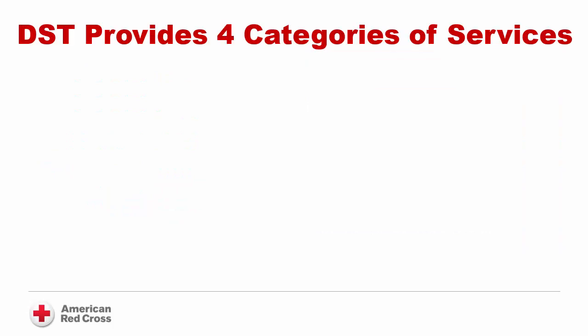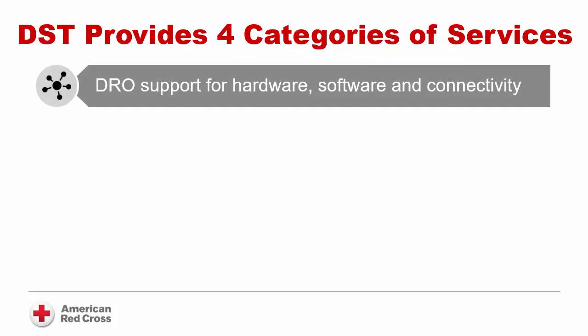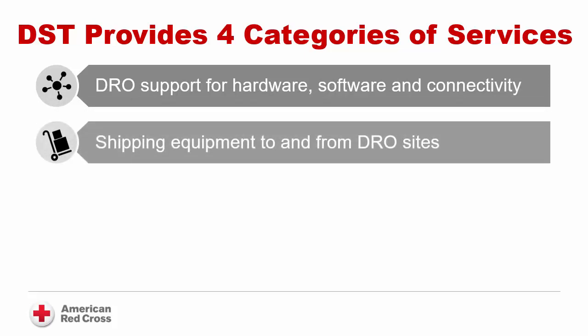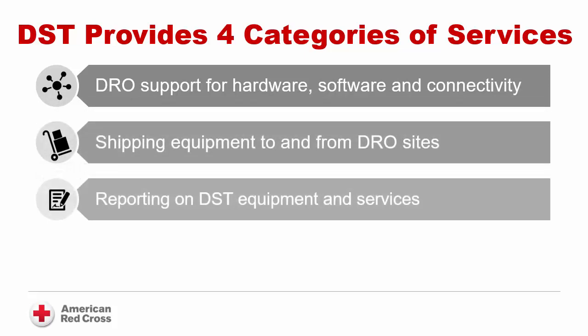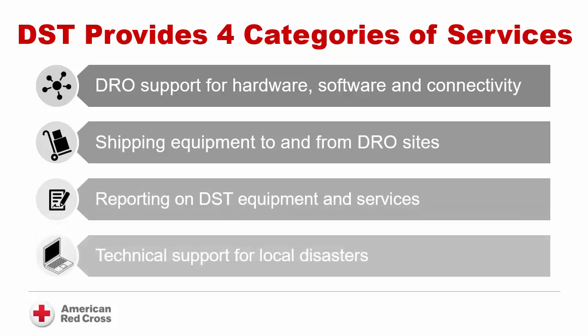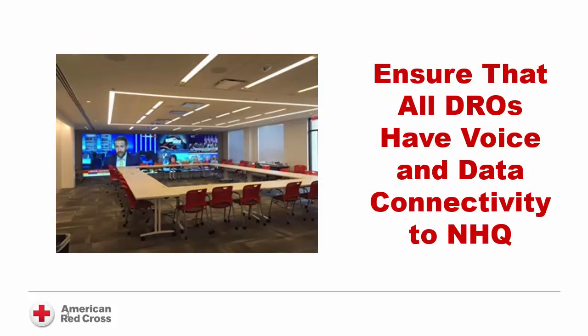The services that DST provides can be divided into several main categories. DRO support for hardware, software, communications, and internet connectivity, shipping equipment to and from DRO sites, reporting on the use of DST equipment and support services, and technology support for local disasters. As part of disaster cycle services, DST's top-level responsibility is to ensure that all DROs have voice and data connectivity to NHQ through the appropriate use of computers, phones, radios, and other technology.